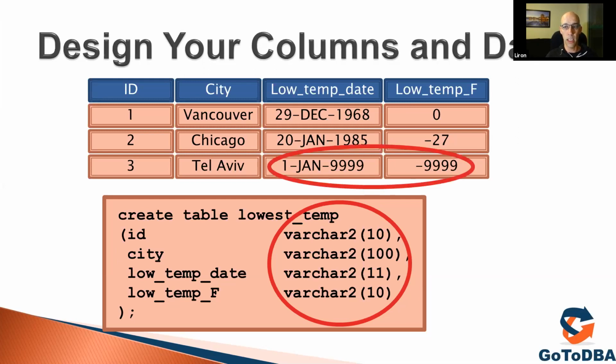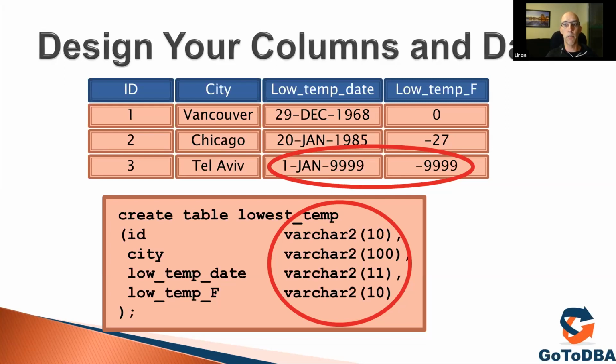The second thing is this. This is not a valid date. This is not a valid temperature, right? So how come? I've seen, in multiple cases, developers who decide, instead of having null values for a value that means I don't have this data or this data is not applicable, instead of having null, they decide to have an invalid value. So in this example, the 1st of January, 9999, and the lowest temperature is minus 9999.